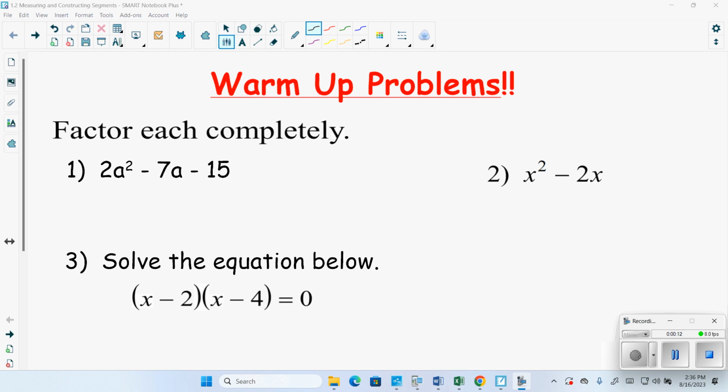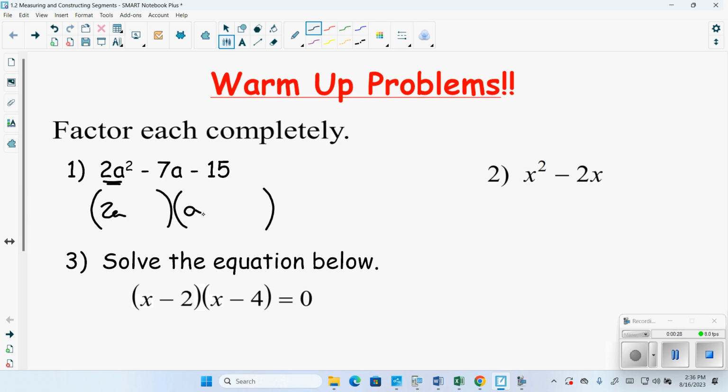We're going to start with a little bit of warm-up problems, giving you a little bit of algebra here. 2a squared minus 7a minus 15. Here's how I teach my kids when I try to factor. I always look at the first term and come up with two numbers that will multiply to be 2a squared. So 2a times a.